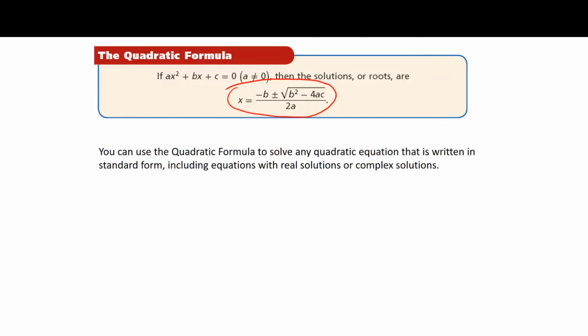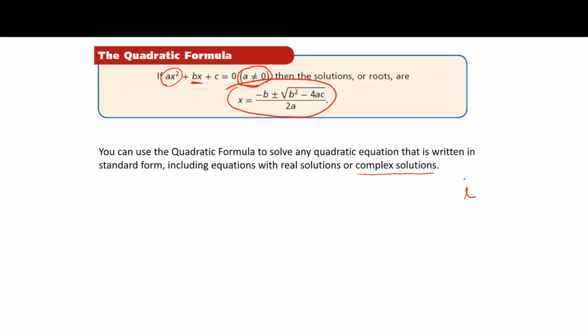You can use the quadratic formula to solve any quadratic equation that is written in standard form, including equations with real solutions or complex solutions. And remember, we talked about complex solutions. Those are the ones with i in it, our imaginary numbers, okay? I just wanted to point out one thing where this says a can't equal 0. If a equals 0, then we would not have an x squared, and we would just end up having a linear equation, and so that totally does away with it being a quadratic equation.